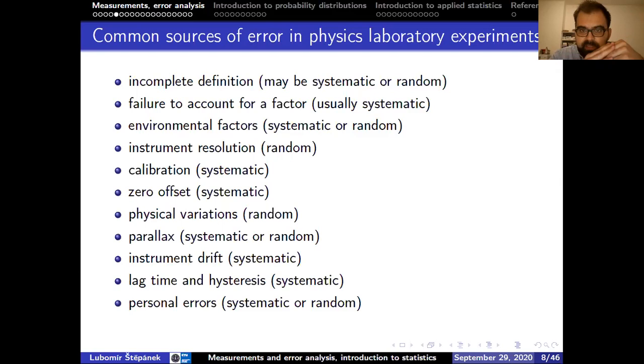Environmental factor. These could be random, these could be systematic. It depends on the environment. Usually, for example, some ambient noise, some ambient light, and so on. If you try to do some audiometry, then some ambient noise from, for example, a street which is close to your laboratory could ruin your experiment. There could be a problem. If the ambient noise is still there, it could be a systematic error. If it is sometimes on the street, sometimes not there, then it's random.